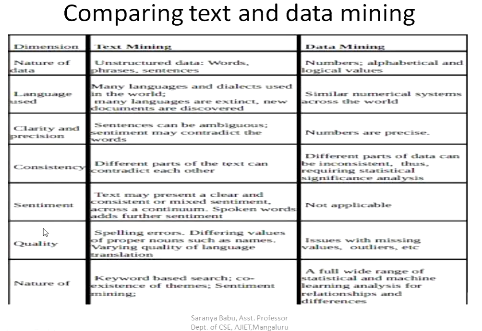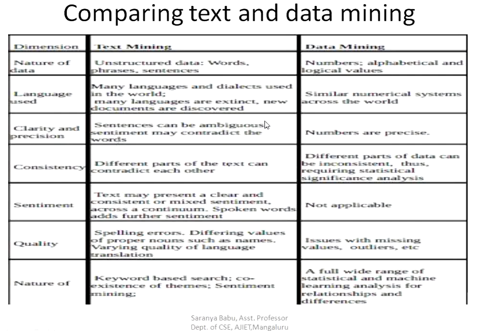See here the dimensions we have specified, based on which dimensions you are differentiating. So the first dimension, the nature of data. For text mining, the nature of data is unstructured data. They are words, because they can be words, phrases, sentences. Data mining has numbers, alphabetical and logical values. Language used: many languages and dialects are used. Here, similar numerical systems across the world.